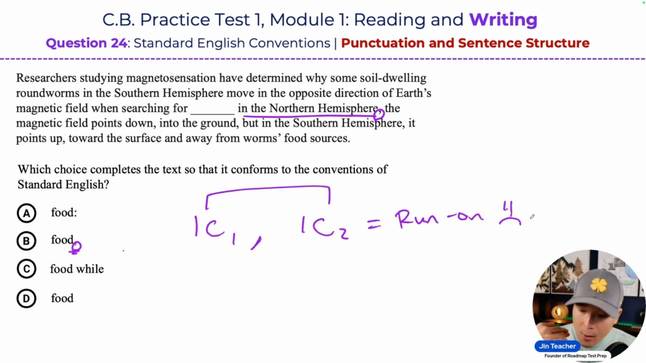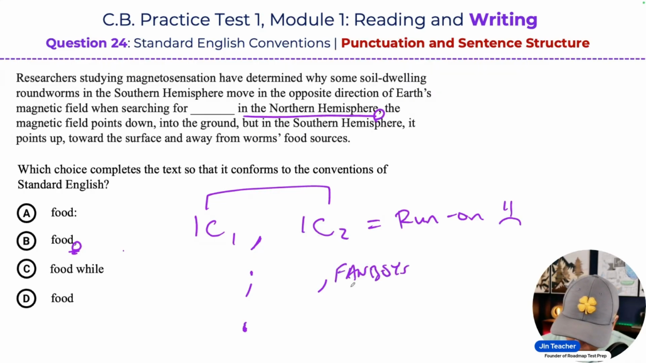Now, what are the ways to fix a run-on sentence? There are 3 main ways that we can fix run-on sentences on the SAT. The first way is we can use a semicolon to separate 2 independent clauses. So if this sentence had a semicolon here, this would work. The second way to fix a run-on sentence is with a period. The third way is to use a comma and a FANBOYS word, okay?